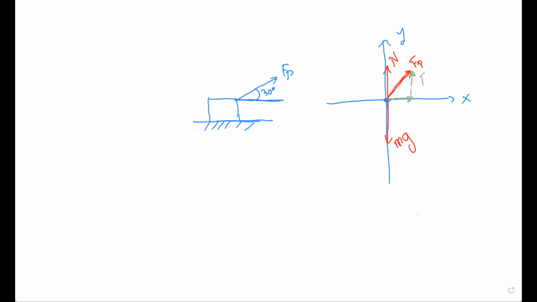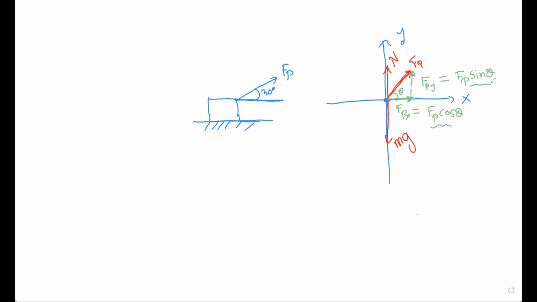The line that is parallel to the y-axis, we call the y component, and the one along the x-axis, or parallel to the x-axis, we call the x component. Because this is opposite of the angle, opposite is related to sine theta, and adjacent is cosine theta. So if this is theta, then these are Fpx and Fpy.